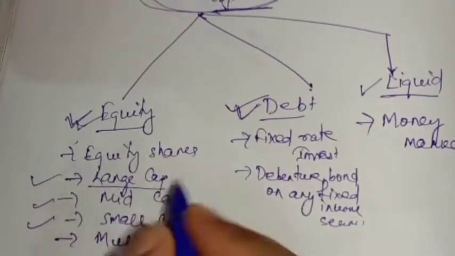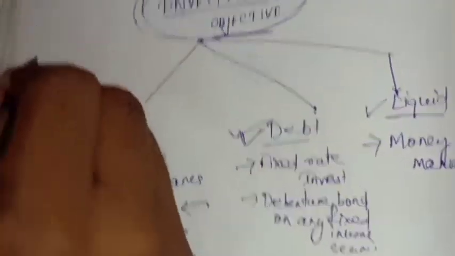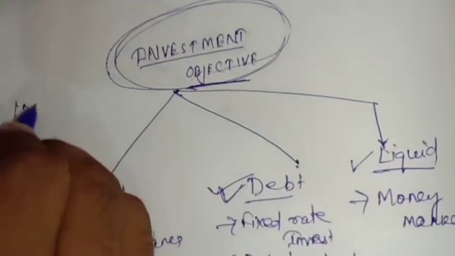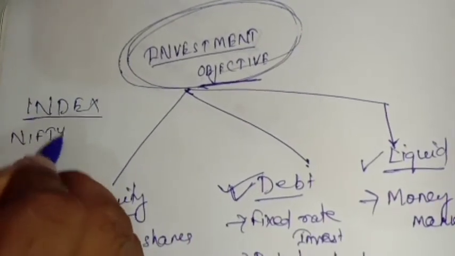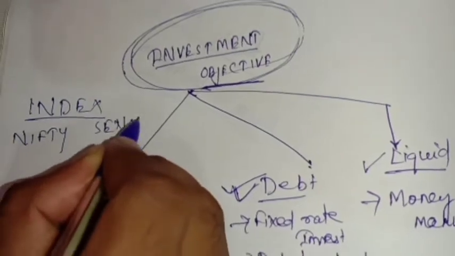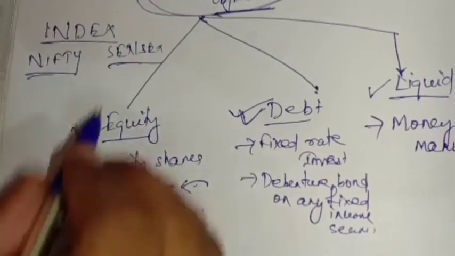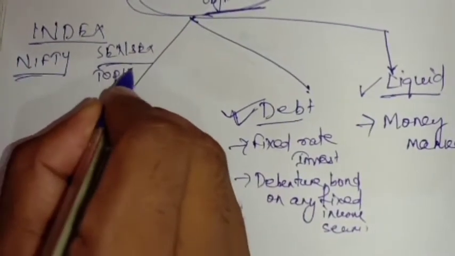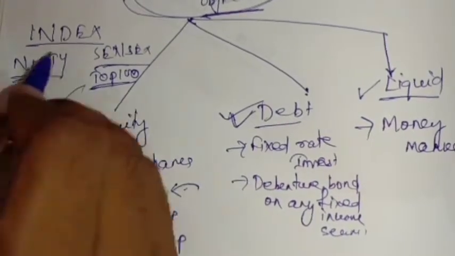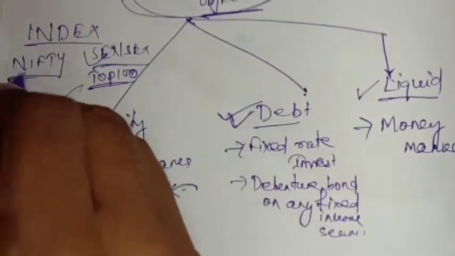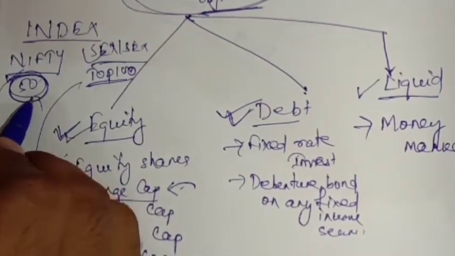Large cap means only large capitalization companies are there. Large capitalization means, as I have said before, there are two types of index, that is Nifty and Sensex. So they have a ranking method, like the top 100 companies. The top 100 companies come under large capitalization, whether it is Sensex or Nifty. Nifty 50 are there, top 50. So like that, it is also included in large cap.